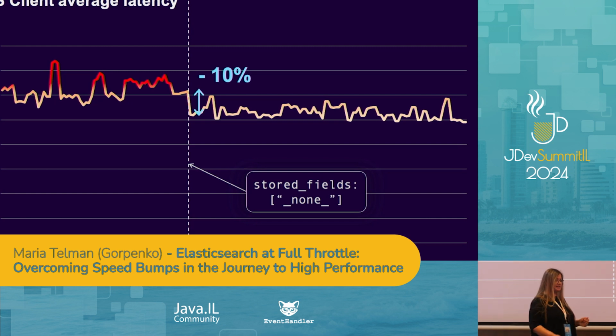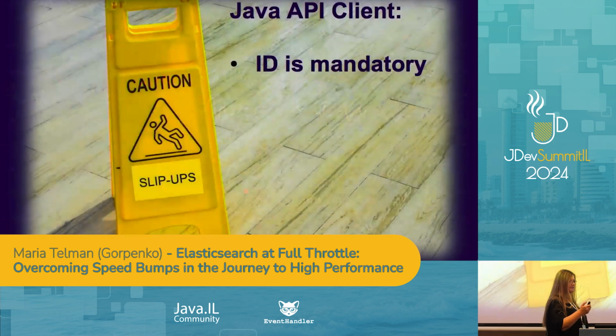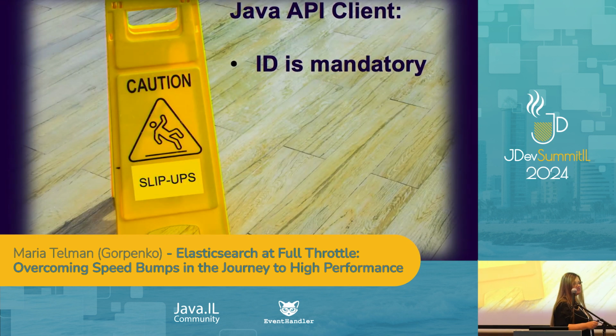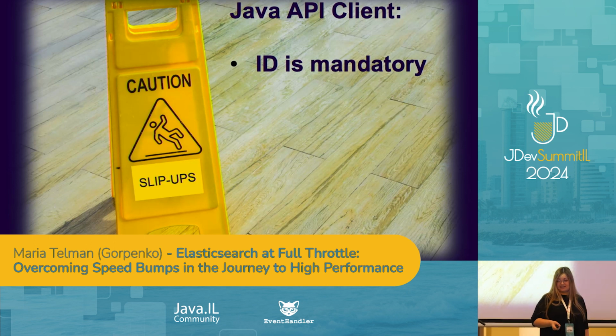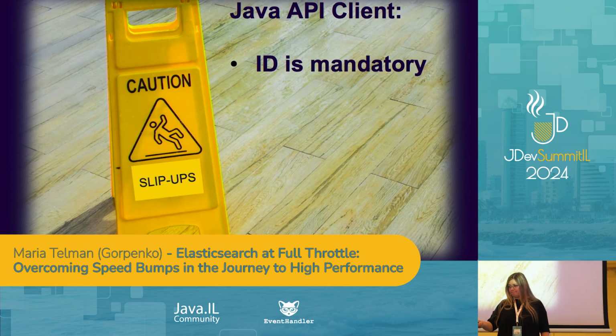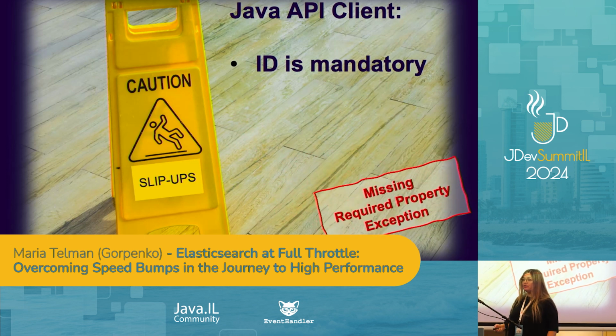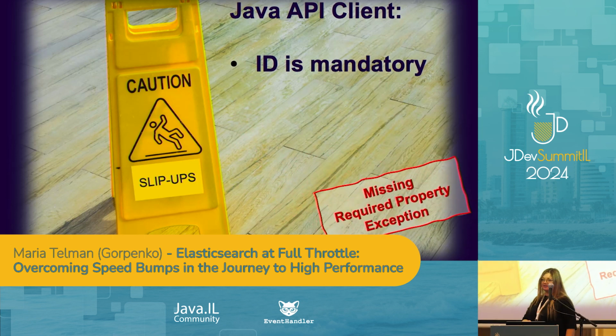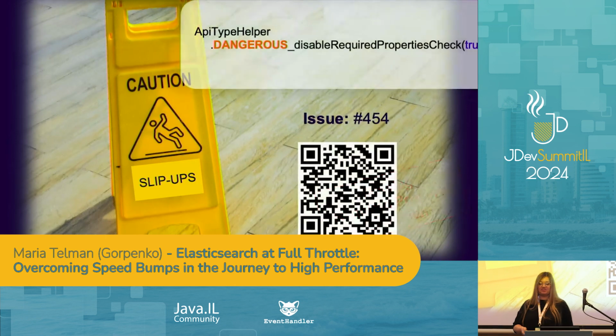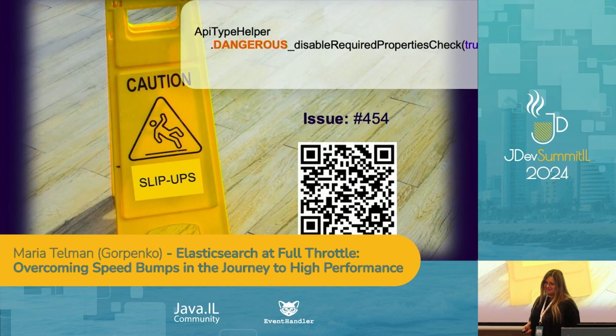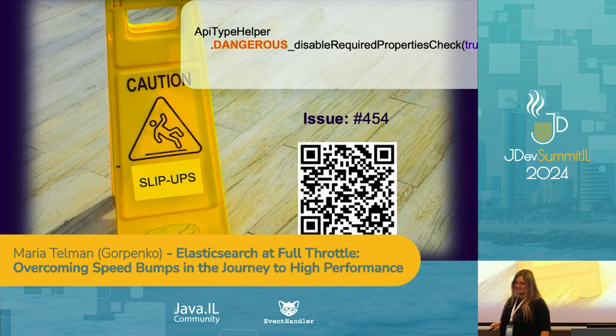So we decided to disable it, and unfortunately, our new Java API client expects us to get ID always, and if not, bum, an exception. The only way to work around this is to disable the property check this way. It looks kind of scary, right?